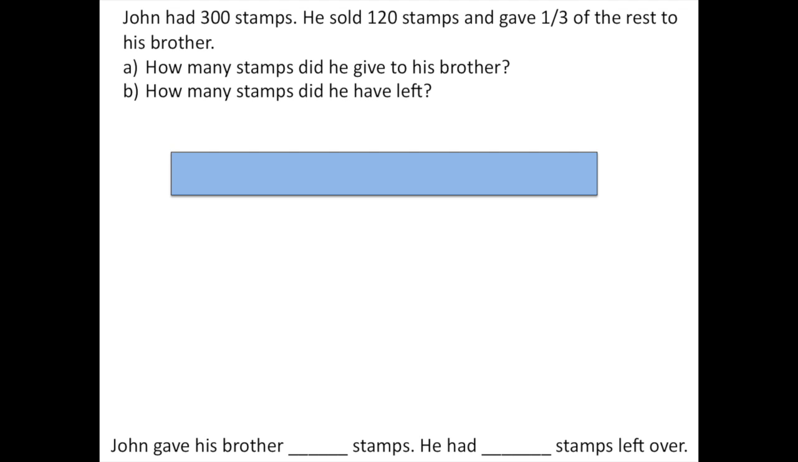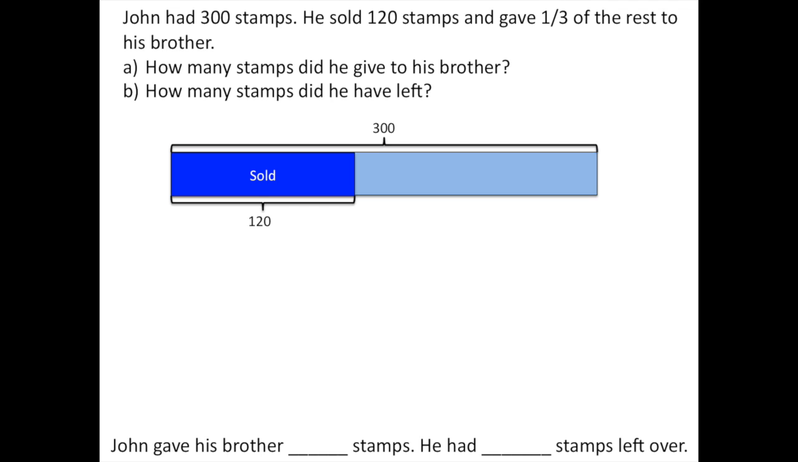I'll begin by drawing the full bar and labeling what I'm given in the word problem. So I know that John had 300 stamps. That's the amount that John had in all. So I'm going to label the whole bar 300. I'm also told that he sold 120 stamps. So of those 300, 120 of them were sold. So I'm going to mark off a section as sold and label it 120 because that's how many were sold as we're told in the problem.